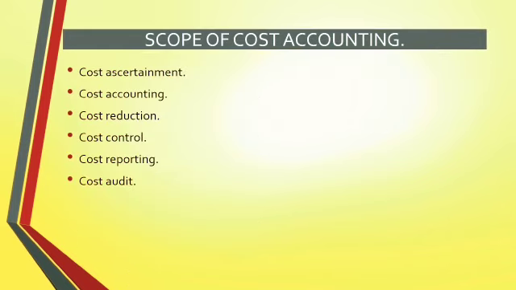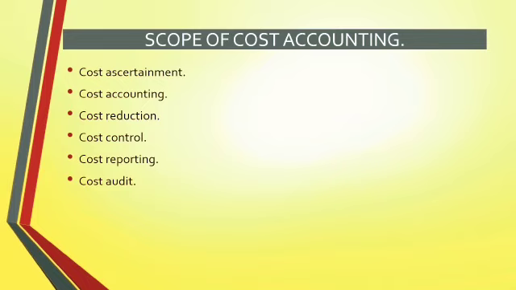Then comes scope of cost accounting. The first one is cost ascertainment. It ascertains cost in aggregate and cost per unit by collecting, classifying, and analyzing costs at different stages of production by using various methods and techniques.